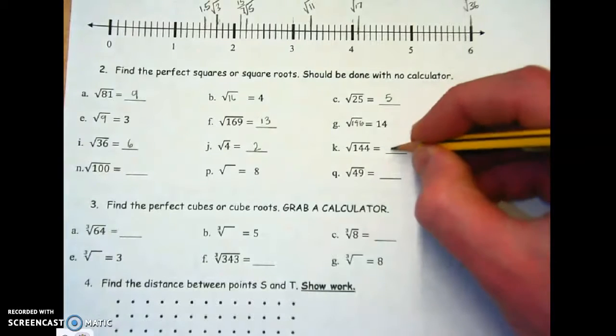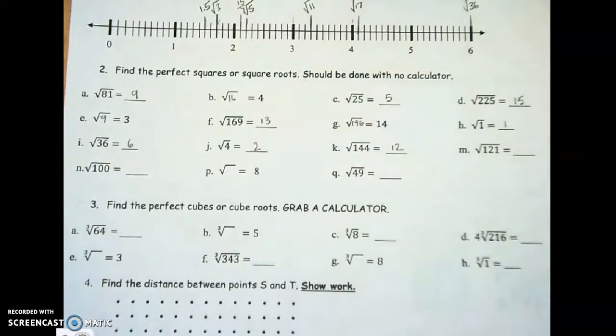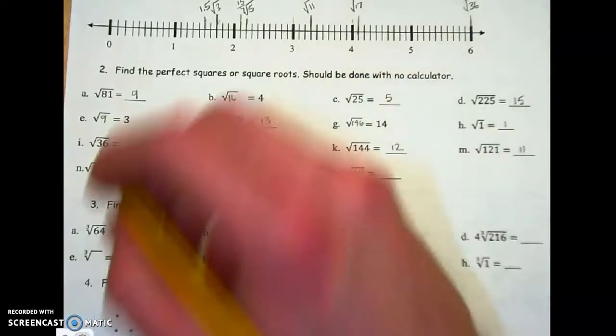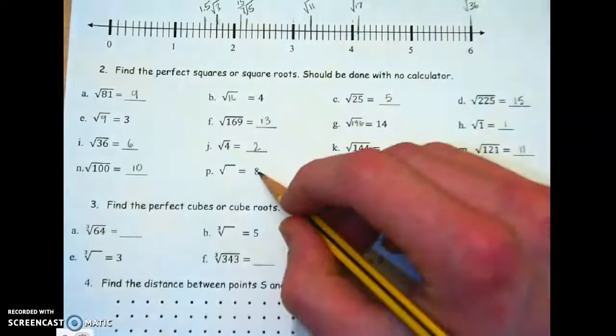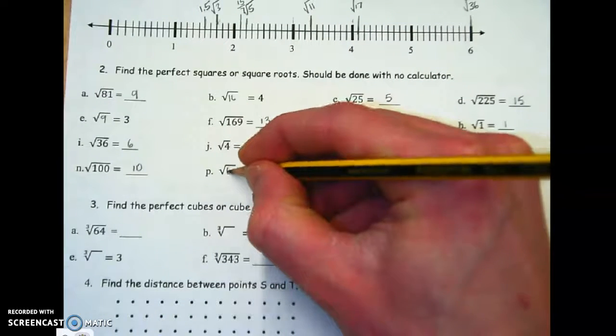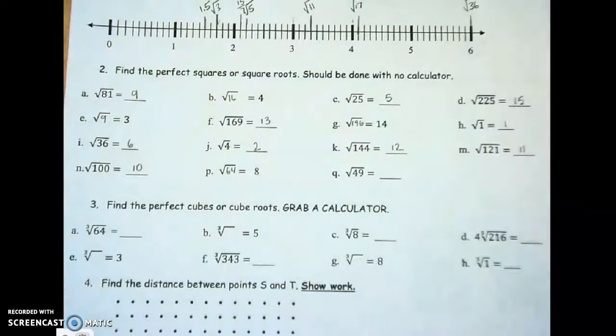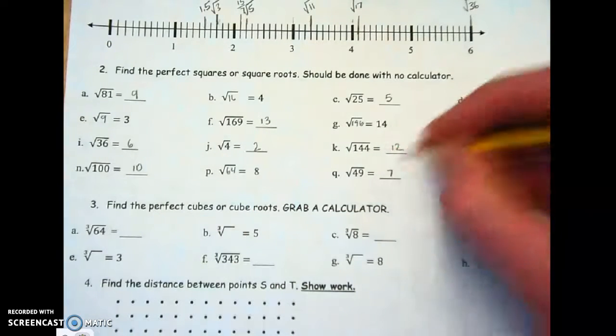Square root of 144 is 12. Square root of 121 is 11. Square root of 100 is 10. 8 times 8 gets us back to 64. And the square root of 49 is 7.